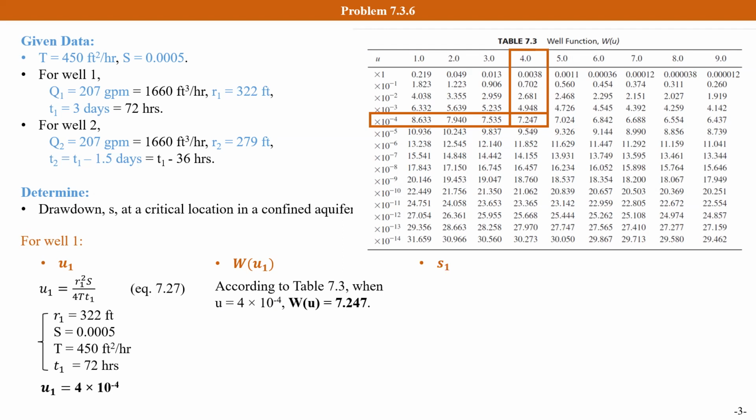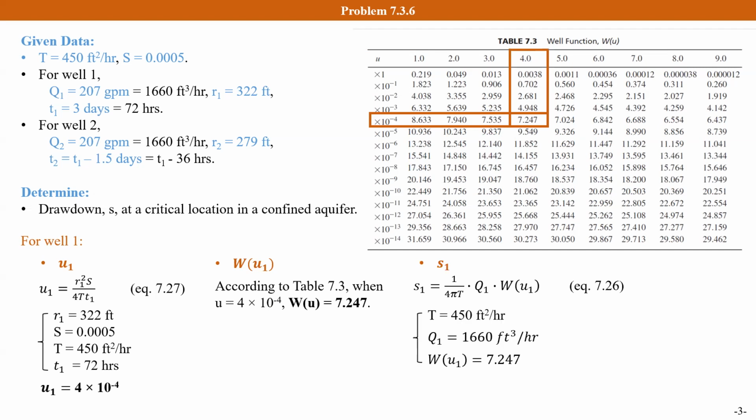Then the next step is to calculate the drawdown generated by well 1 by applying equation 7.26. After we bring the transmissivity, the flow rate, and the well function into this equation, we can get the drawdown S1 equals 2.13 feet.